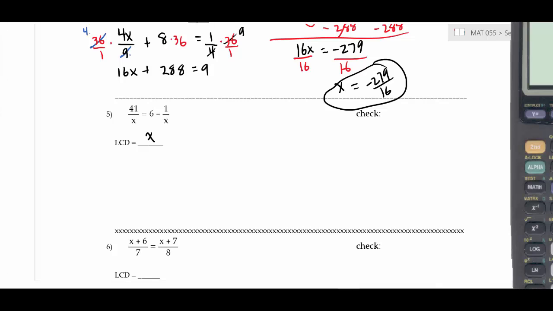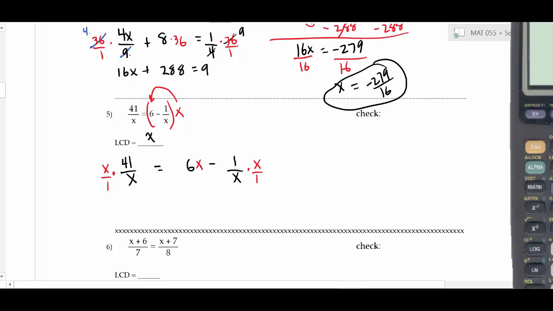So what I'm going to do is write down the problem, and I'll tell you what the most common mistake on this problem is. Students don't do anything with the 6. Now see, you're multiplying everything by x, so you're doing a distributive property. You've got to have that 6 times x also. Okay, a lot of you did that.